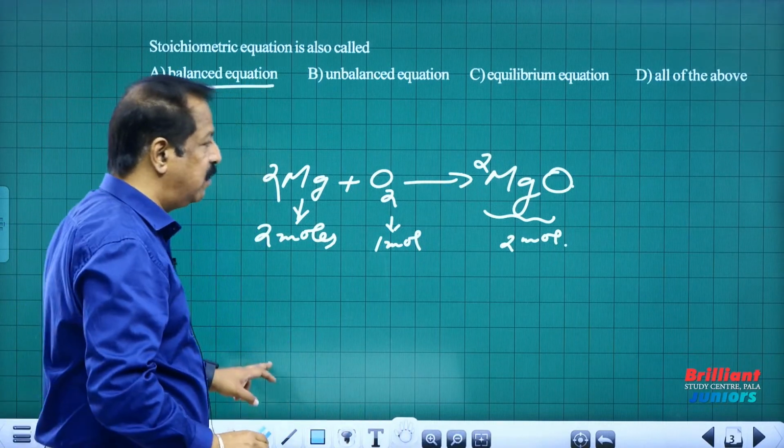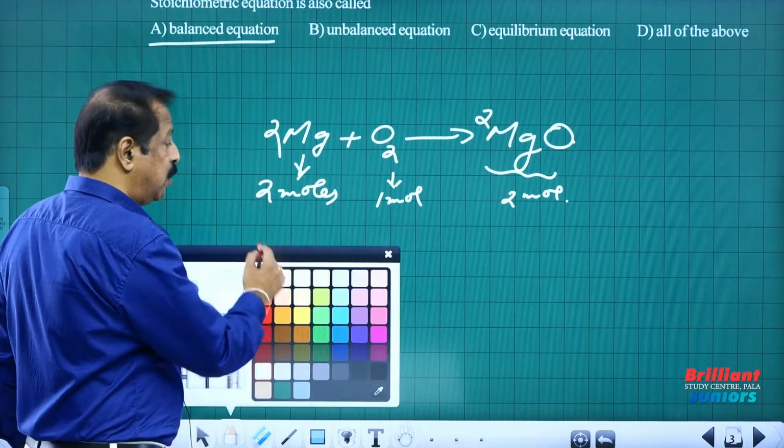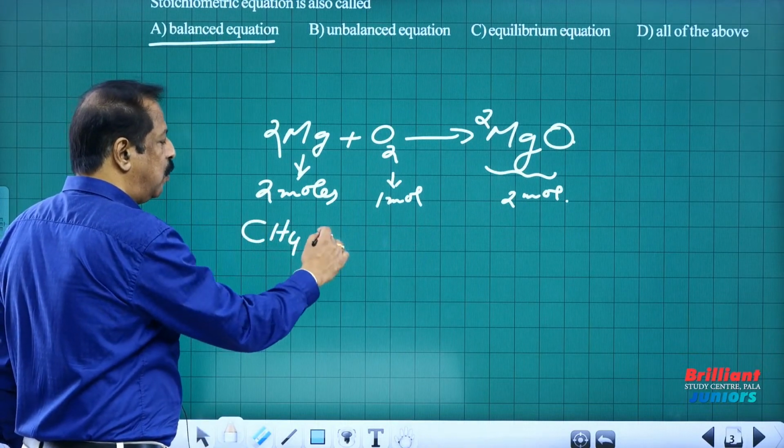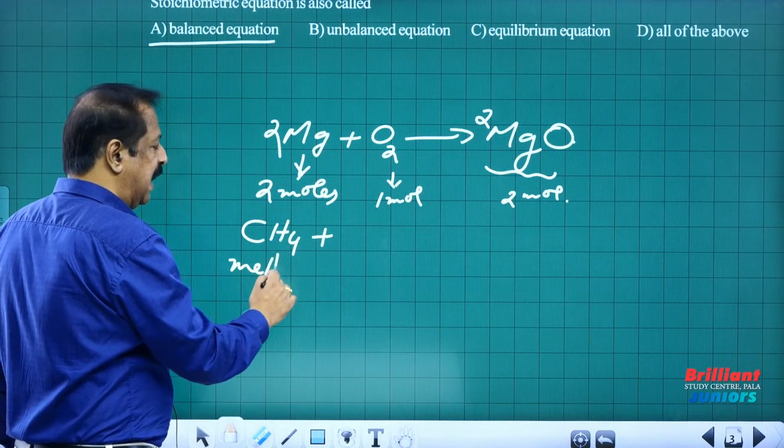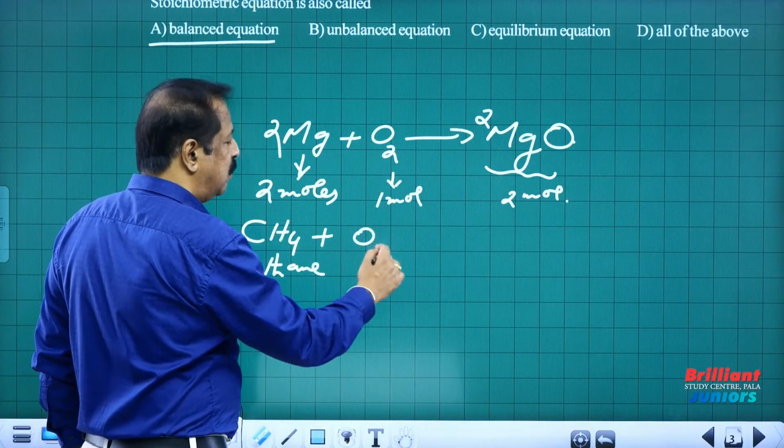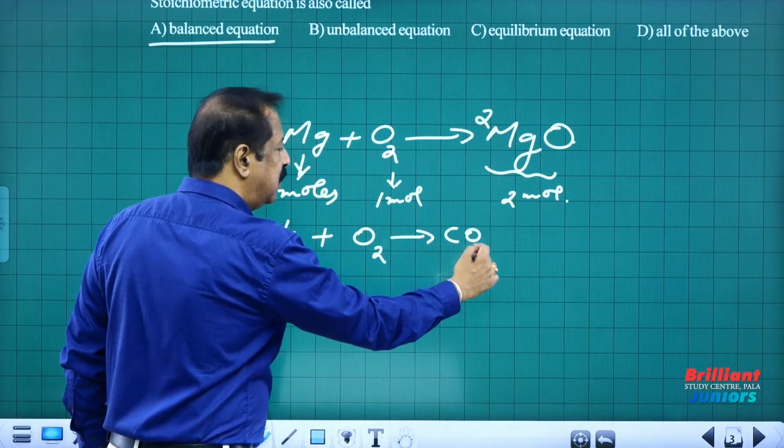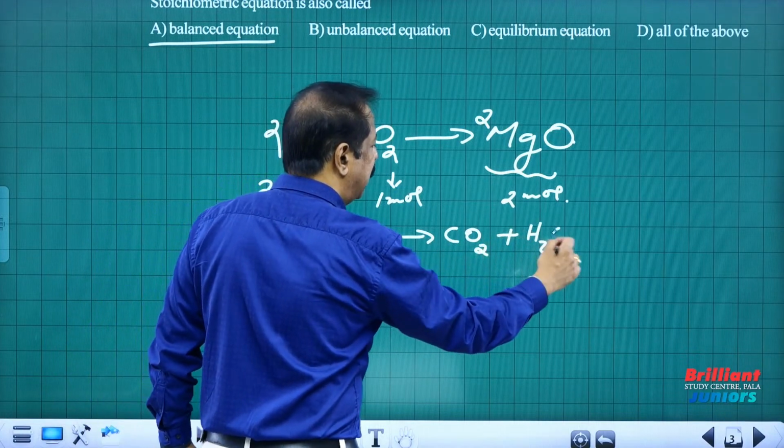So I will give you another equation also, one more example. You are going to burn CH4. CH4 is methane. Methane gas is burned in oxygen. The products will be carbon dioxide plus water and heat.